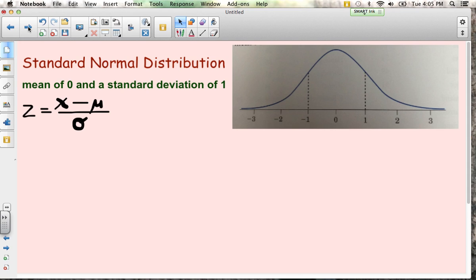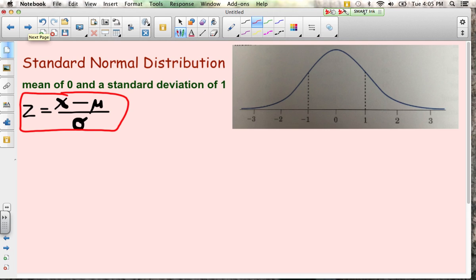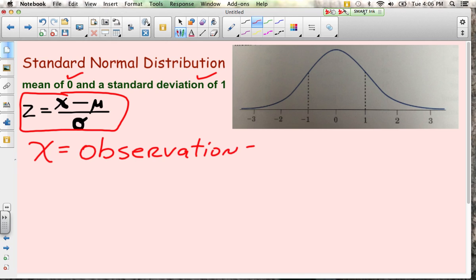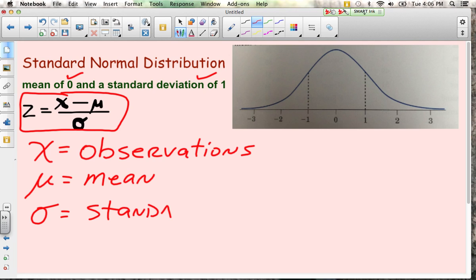The standard normal distribution. Now, we've already used how to find a standard score. Okay? Now, I want you to notice, in a standard normal distribution, we have a mean of 0 and a standard deviation of 1. Okay, now, notice some of these things. This right here are my observations. This is called mu. This is nothing more than my mean. And sigma is nothing more than my standard deviation.